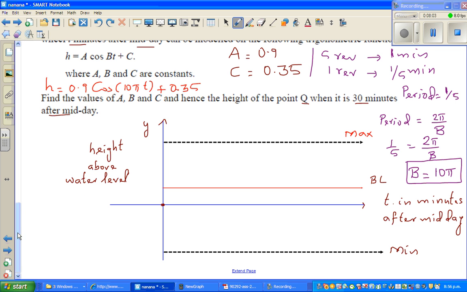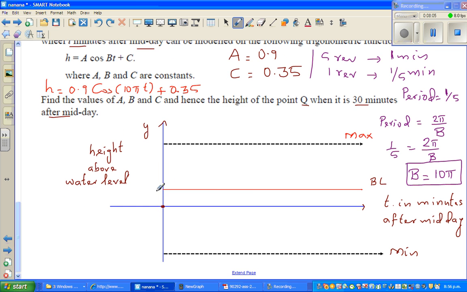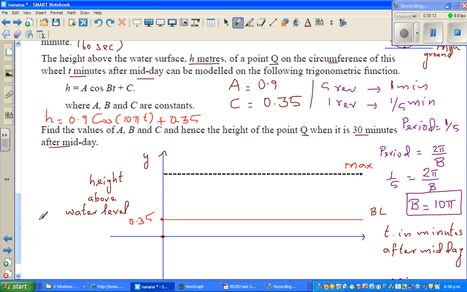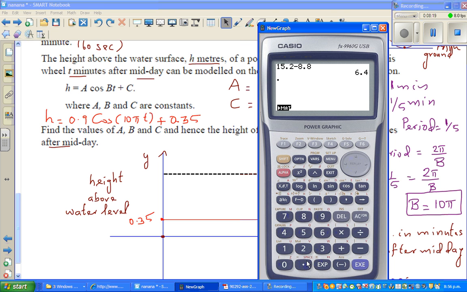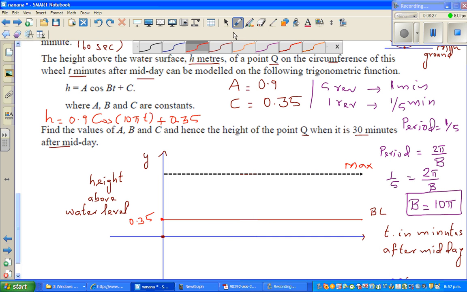Now you've got a cos graph. So this is your baseline, this is 0.35, which is your baseline. What's your amplitude? Amplitude is 0.9 meters. So let me use a calculator: 0.35 plus 0.9 is 1.25. So this is 1.25.